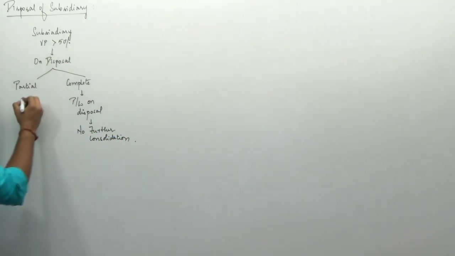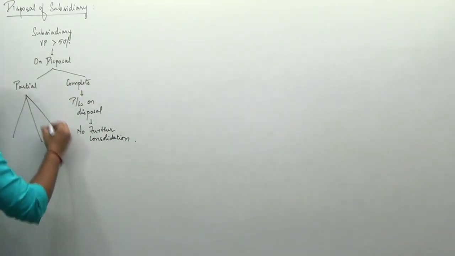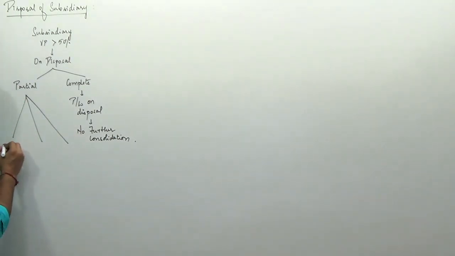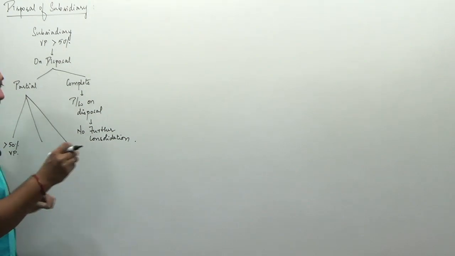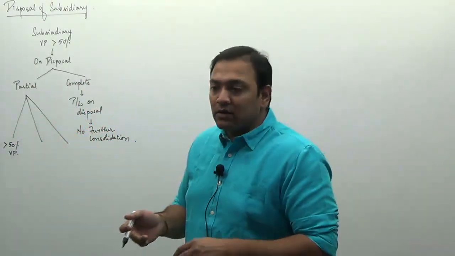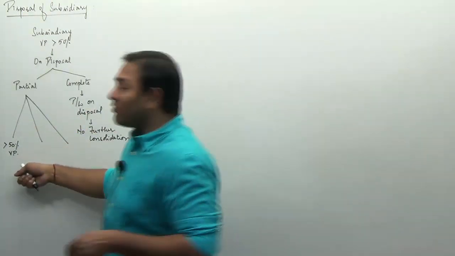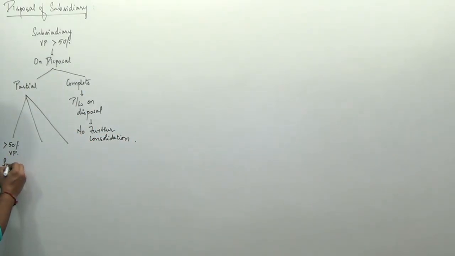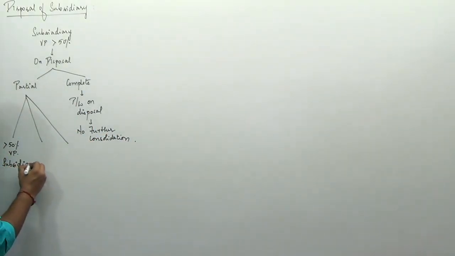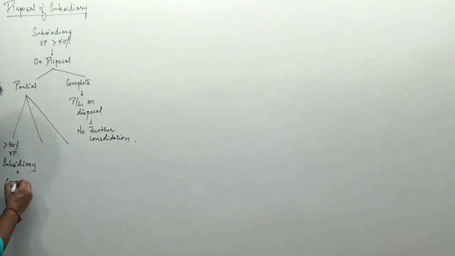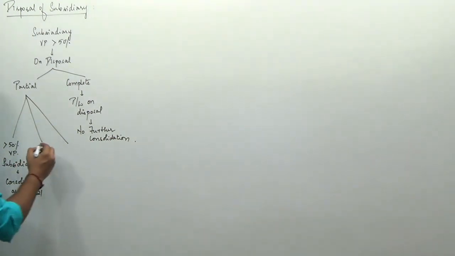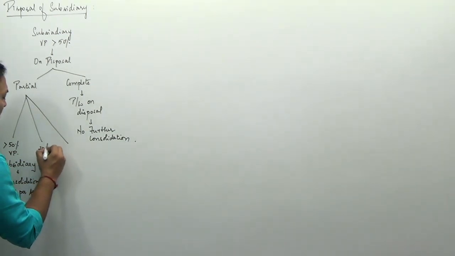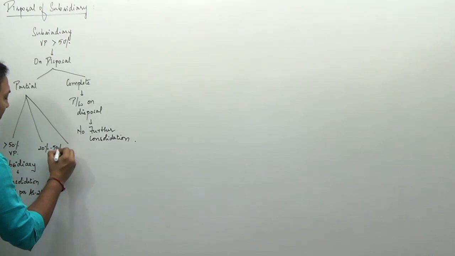But whenever we come to partial disposal, a partial disposal can give you three things. After the partial disposal, still the holding company holds more than 50% voting power. Can this happen? Yes. Let's say someone has 80% shares in a particular company. He sold 20% of it. He still holds 60%, which is still more than 50% of the voting power. And I'm still calling him as subsidiary. And I'll still consolidate, as per AS21.